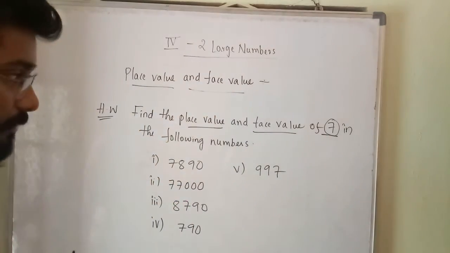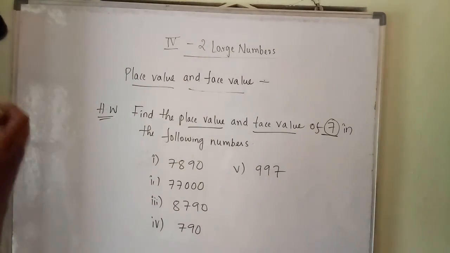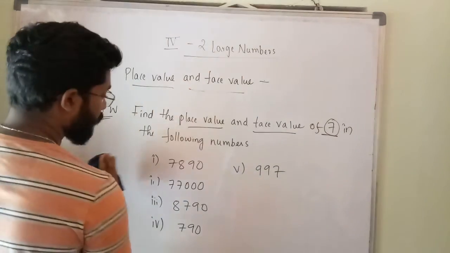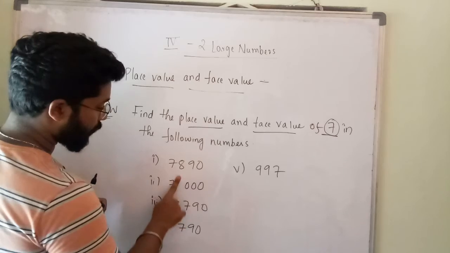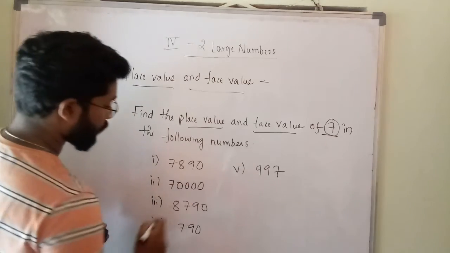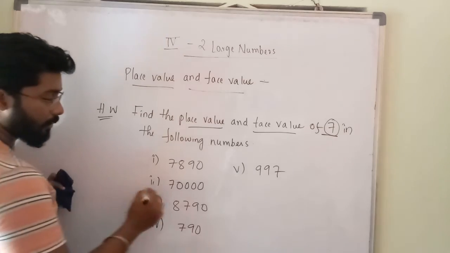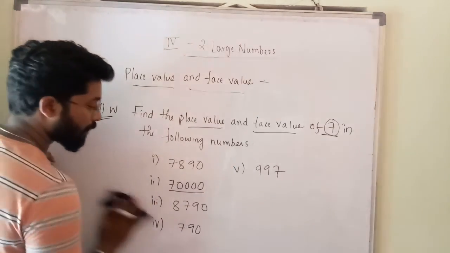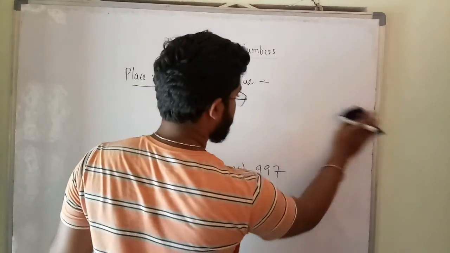With this we have completed this topic. In the next class we will continue with the next topic. This is for your homework, you have to do it, then only you will get perfect. Here this is not 77,000, this is 70,000 only. I wrote it by mistake. Thank you. Next topic we will continue in the next class. Thank you.